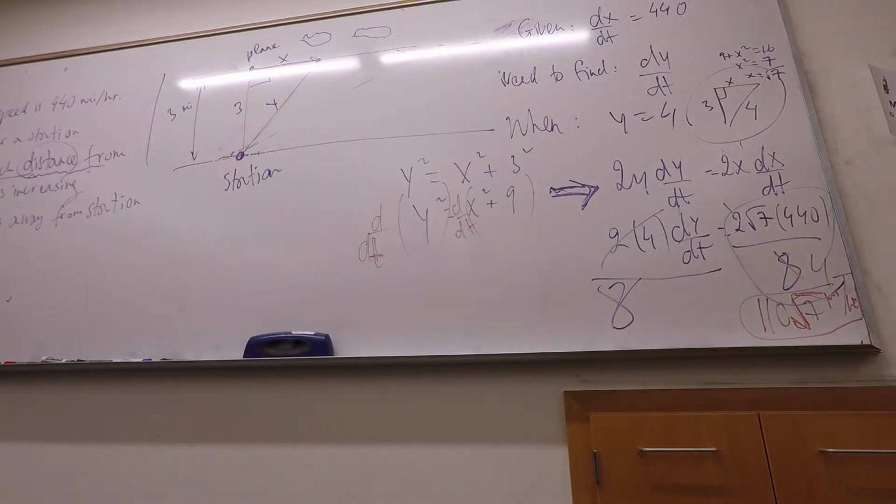And then you may come up with an equation. And then you have to take the derivative implicitly. And then you have to plug in the things you have. It's miles per hour, right?